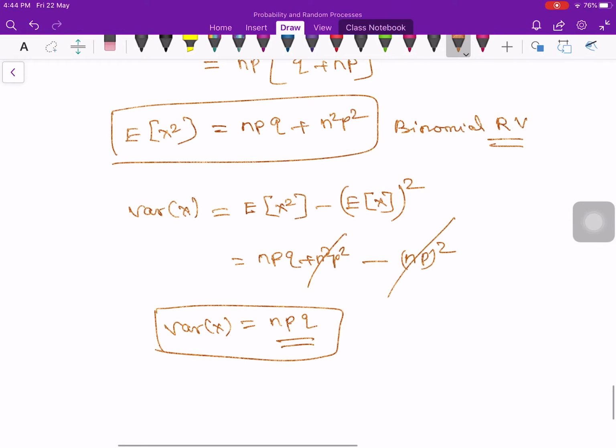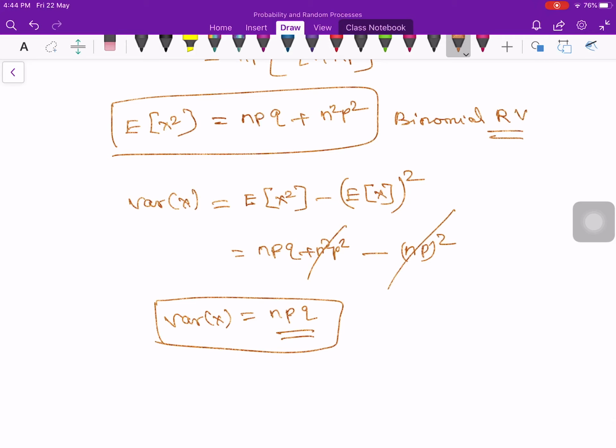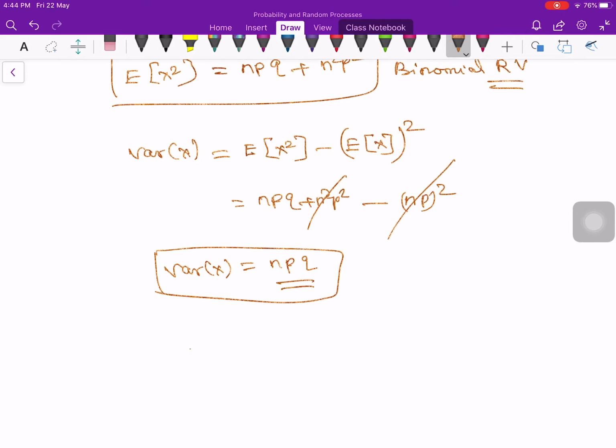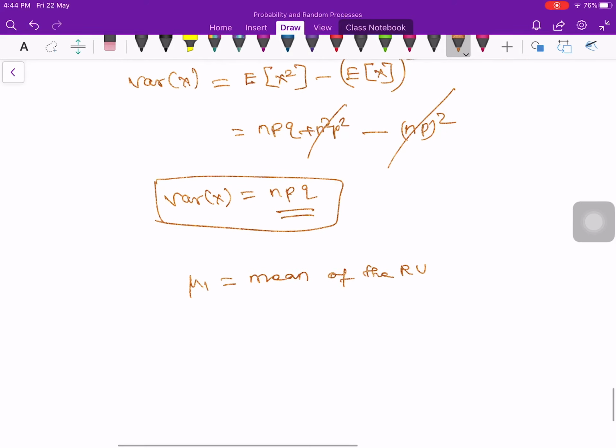So in this way we can calculate the first order moment and second order moment, and from the first and second order moments we can find the variance of the random variable. As I already said, the first order moment is the mean of the random variable, and mu2 minus mu1 squared is the variance of the random variable. That's it.